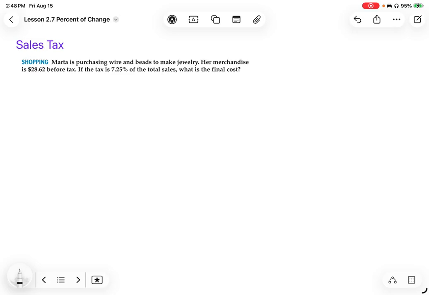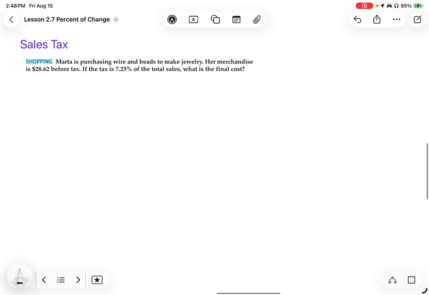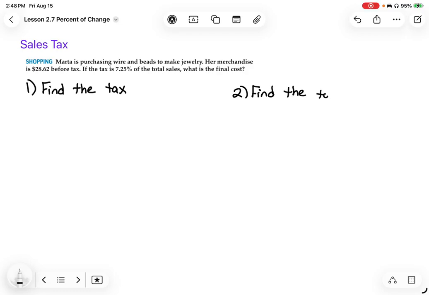So, when you are calculating the final cost with tax, there are two steps. Step number one is that we just want to find the tax. And then step number two is find the total cost. Okay, so first we got to find the tax, then we got to find the cost. Finding the tax is very easy.